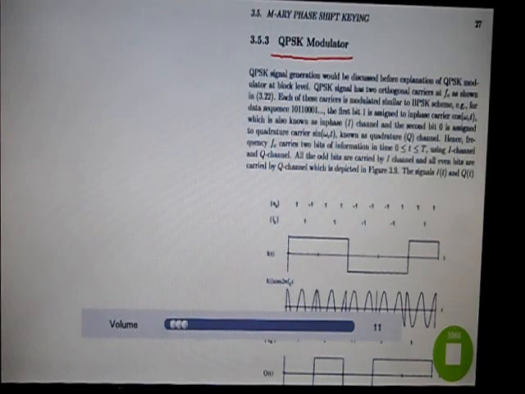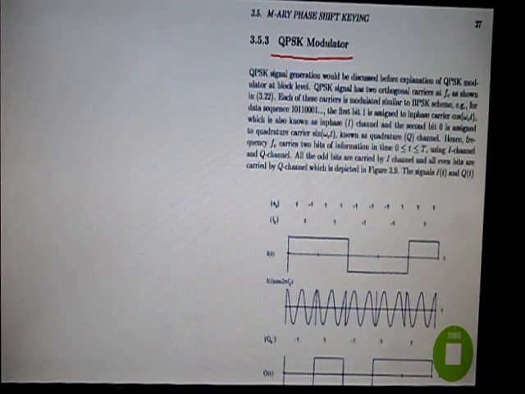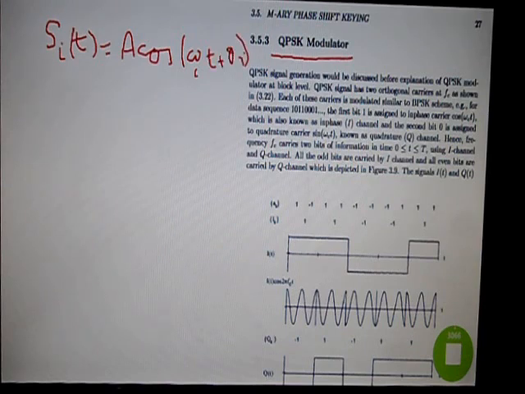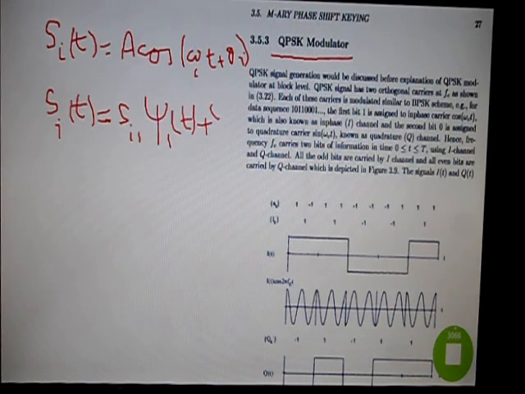Observing our modulator at block level, let me recall that we can write our QPSK signals. If you recall your previous lecture, we said that we can write our QPSK signal in this form: a cos of omega ct plus theta i. And this is a two-dimensional signaling scheme, and we mentioned that this can also be rewritten as a linear combination of psi1 of t and psi2 of t.